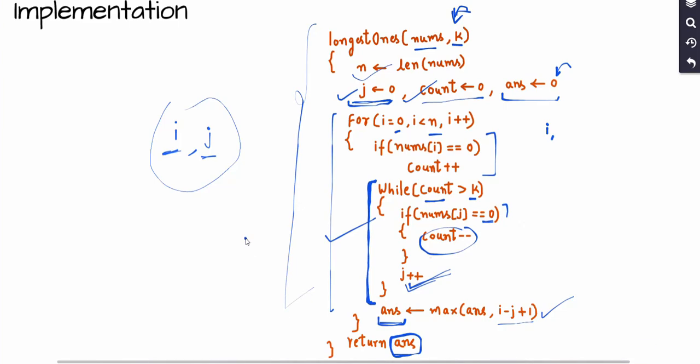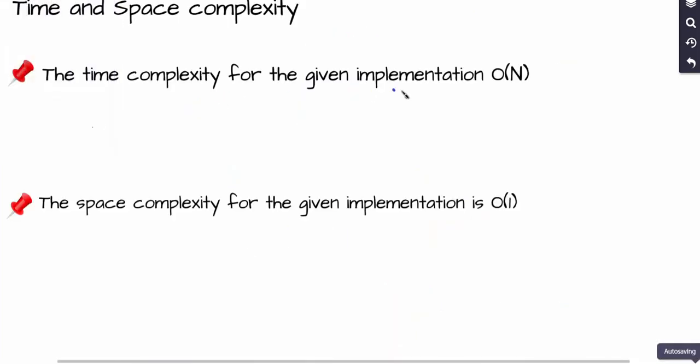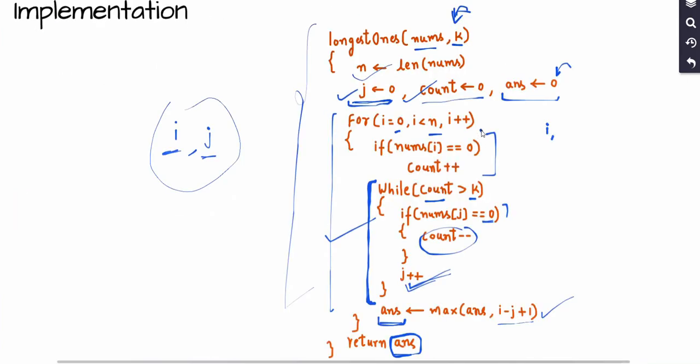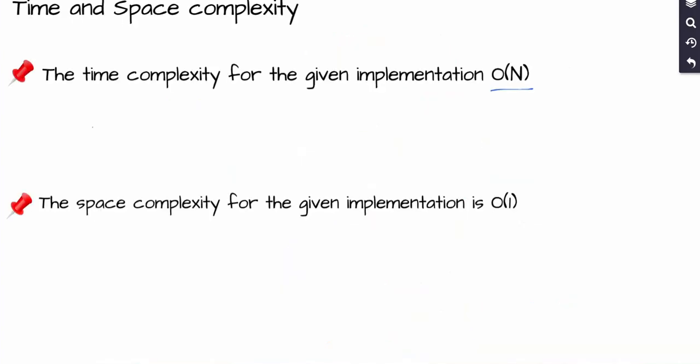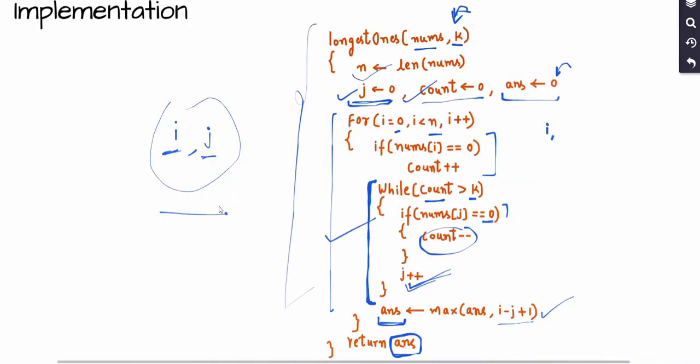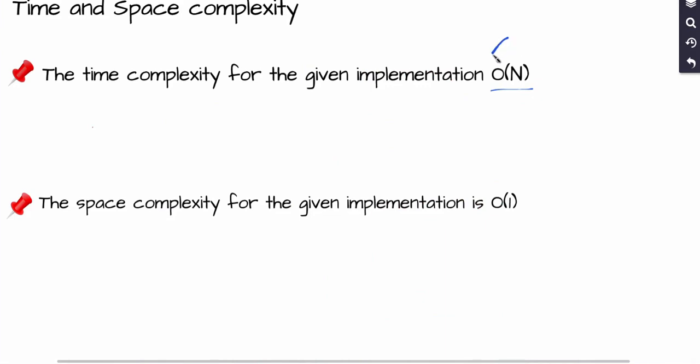Let's see the time and space complexity for this. So the time complexity for the given implementation is big O of n, because we are iterating over each element exactly once. We are just traversing over the array exactly once. We are moving our window over the array exactly once in the worst case. That's why the time complexity is big O of n. While the space complexity for the given implementation is constant, because we are not using any auxiliary space to store anything. So let's jump to the implementation.